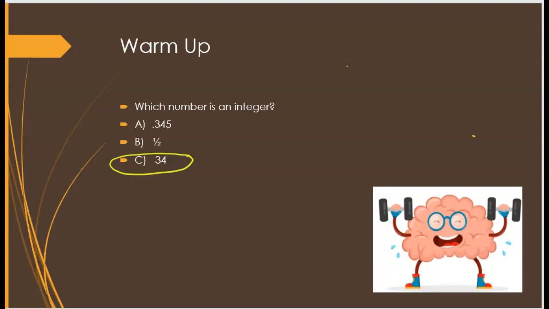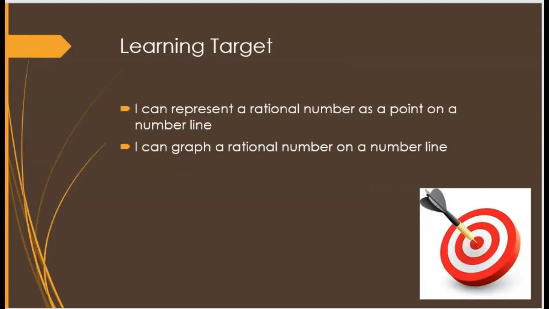So today we're going to talk about rational numbers. But we're not just going to talk about them, we're going to actually graph them. But first we need to look at our learning targets. The first learning target is, I can represent a rational number as a point on a number line. And our second learning target is, I can graph a rational number on a number line.